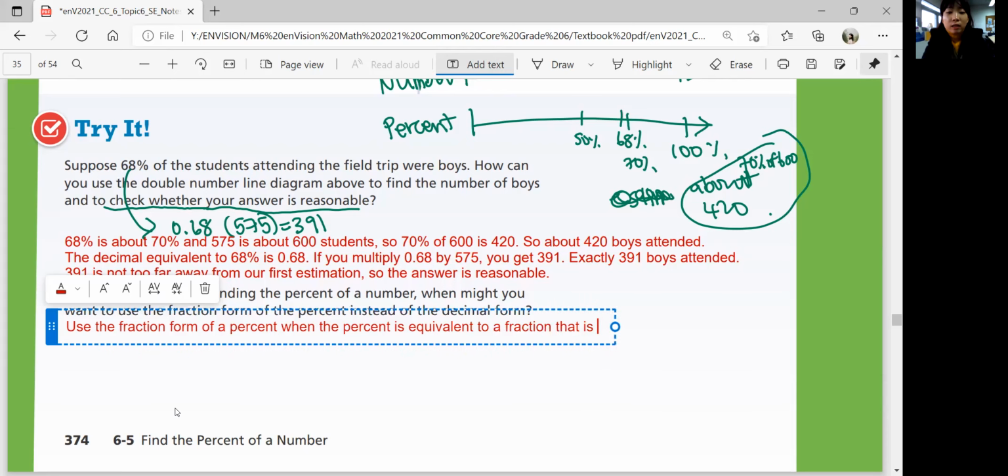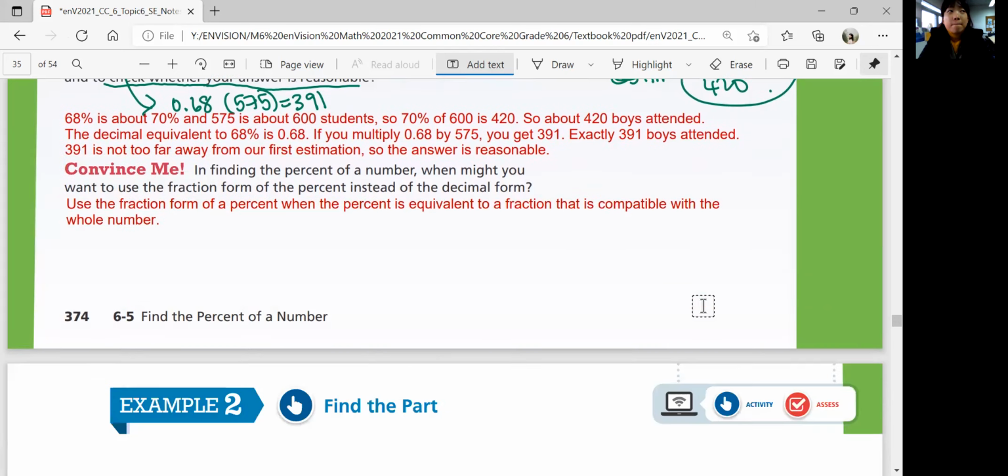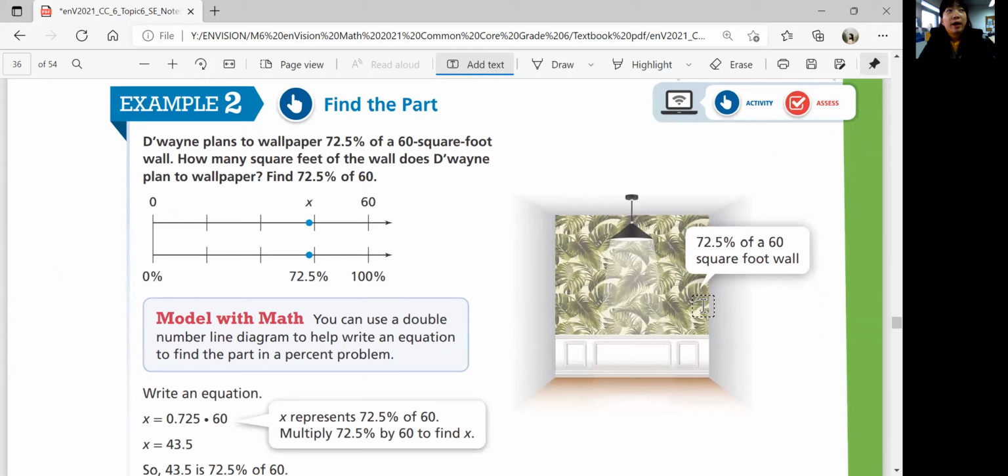So you can use the fraction form of a percent if it's a fraction that is compatible with the whole number. If it's a complicated fraction, you don't want to mess with that. So if it's compatible with the whole number, then you can use it. Okay, the next page.